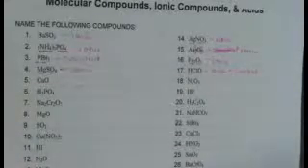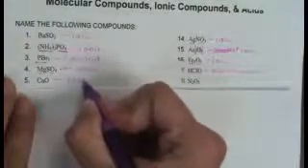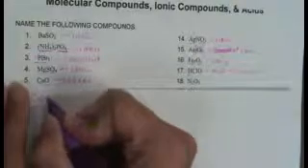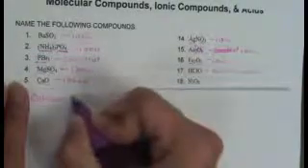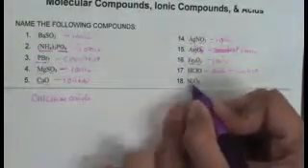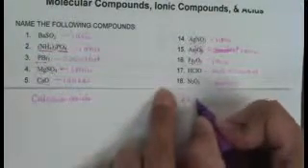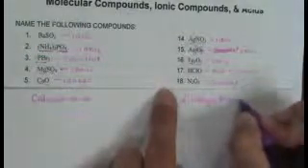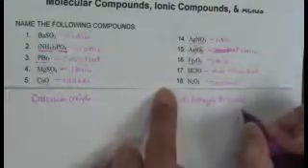All right, next one. This is going to be ionic. We have a metal and a non-metal, so this is going to be calcium oxide. Here we've got non-metals, so this is going to be covalent. And so we're going to name this dinitrogen trioxide. Okay, ide ending.